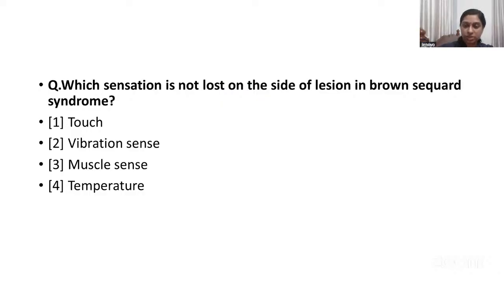So next question, this is also very important. Which sensation is not lost on the side of lesion in Brown-Sequard syndrome? Brown-Sequard syndrome was asked in the recent NEET exam also. So basically, what is Brown-Sequard syndrome? It's otherwise called hemisection of the spinal cord. In this lesion, some sensations are lost on the ipsilateral or same side, and some sensations are lost on the opposite side. Here they are asking which sensation is not lost on the ipsilateral side. The options are touch, vibration sense, muscle sense, temperature. So the answer is temperature.